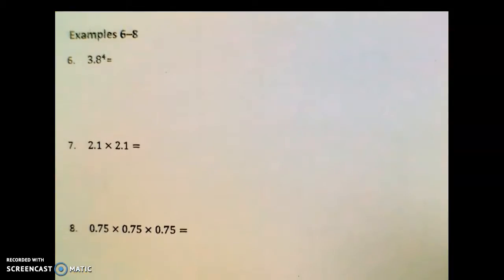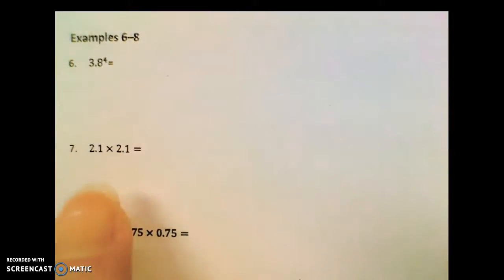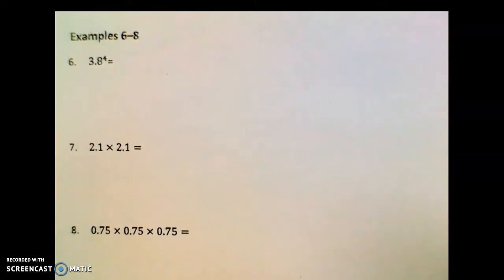Moving on to examples 6 through 8, we can also use exponents. Base numbers can be decimals or fractions as well. So for 6 through 8, you're going to either write out the long meaning of 3.8 to the 4th power, or take the shortcut of 2.1 times 2.1, and then use a calculator to solve them. So write them out the other version that you know how to write them, and use a calculator to solve them. Check back in when you have that completed.